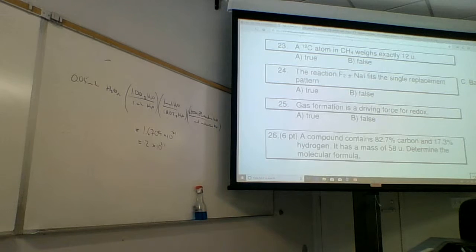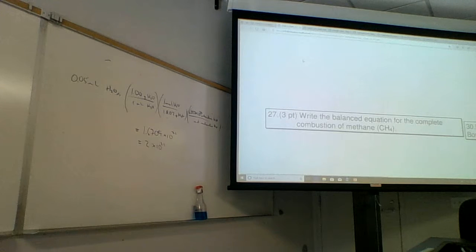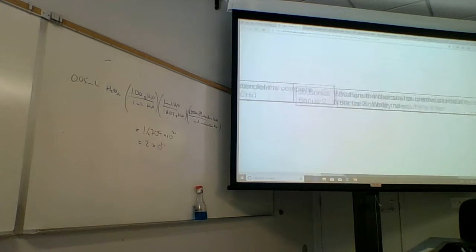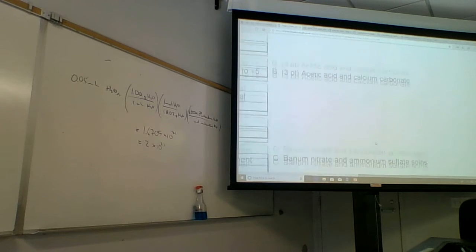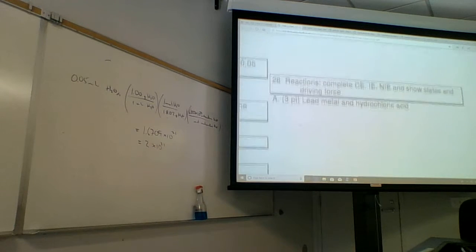26, a compound containing 82.7% carbon and 17.3% hydrogen has a mass of 58 u. Determine the molecular formula. 26 is okay. 27, write the balanced equation for the complete combustion of methane. 27 you can skip. 28A, lead metal and hydrochloric acid. This is a single replacement. 28A, skip that.